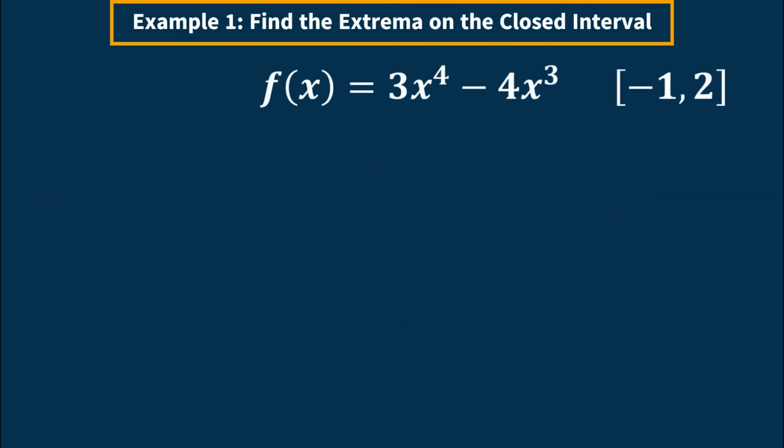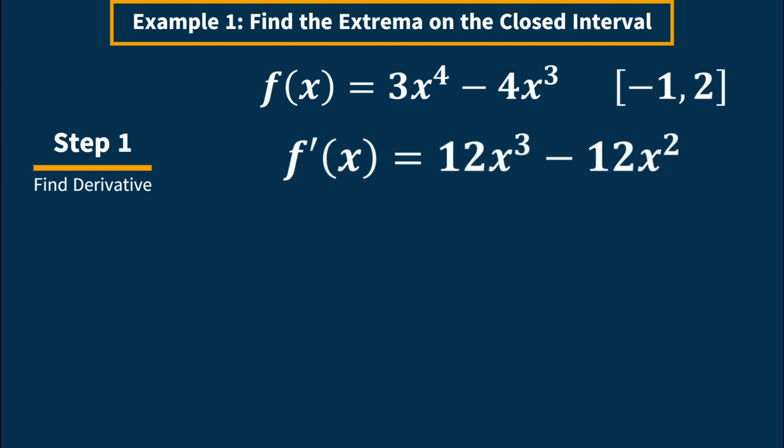Example number 1. Find the extrema on the closed interval. We are given 3x to the fourth minus 4x to the third. The closed interval is -1 to 2. Our first step is to take the derivative. Taking the derivative, we get f prime of x is equal to 12x cubed minus 12x squared.